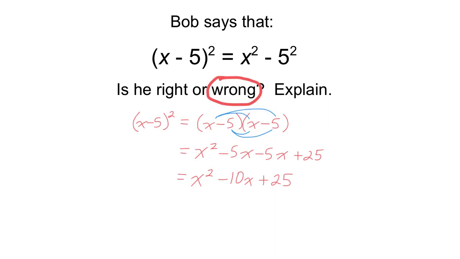Well, he's wrong. X minus 5 squared is x minus 5 times x minus 5. That's what squaring means. It means you're multiplying it by itself. And when we multiply that out, we get x squared minus 10x plus 25, not x squared minus 5 squared. So this is actually a very common misconception, a very common mistake that people make, and I don't want you to make that mistake. So just remember, when you have brackets squared, it means the brackets times itself.